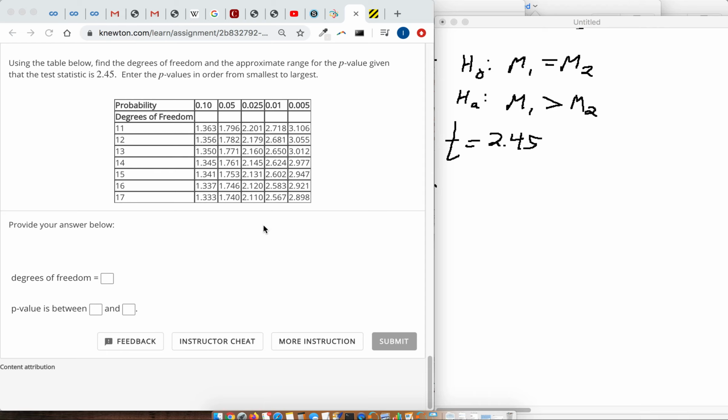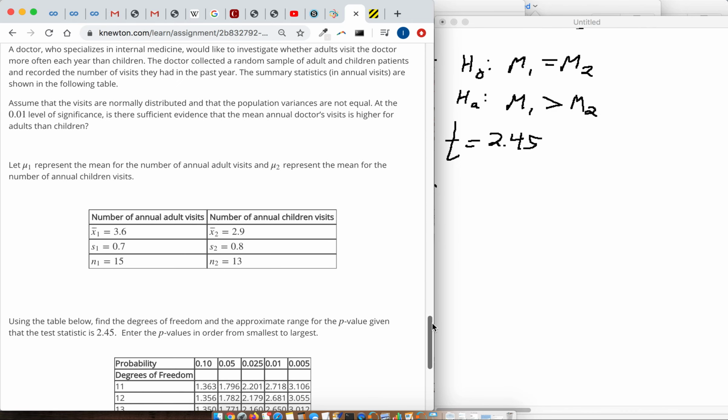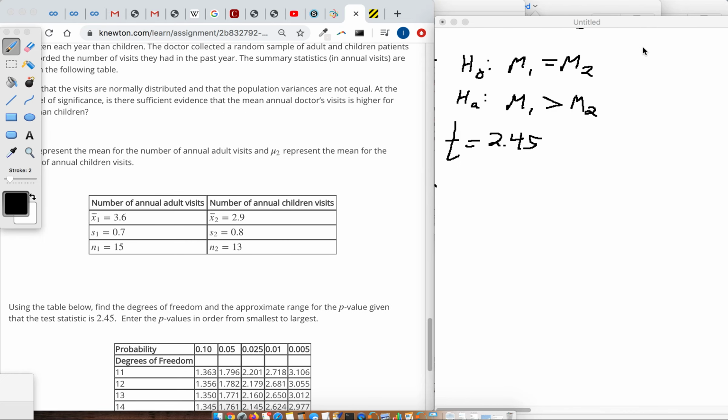Okay, so when trying to determine the degrees of freedom and the p-value when comparing two population means, just watch out for those degrees of freedom. From before, we said that the degrees of freedom when the sample variances are pooled is n sub 1 plus n sub 2 subtracted by 2.